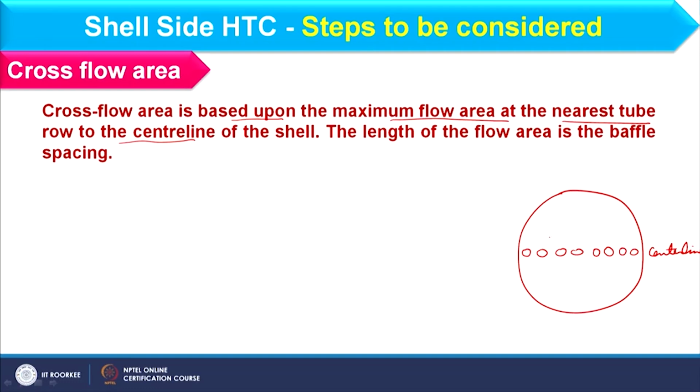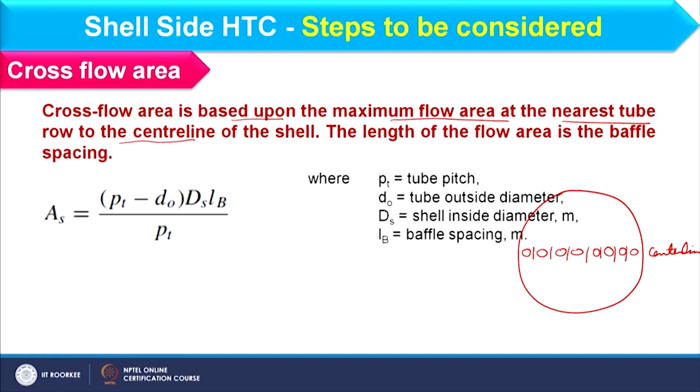If you consider this, we have to find out this area, this gap. Because on the shell side only this gap is available, otherwise there will not be any flow area, because the rest of the area is occupied by the tubes. So, here we have to consider the cross flow area as (Pt minus do) ds Lb by Pt, right.